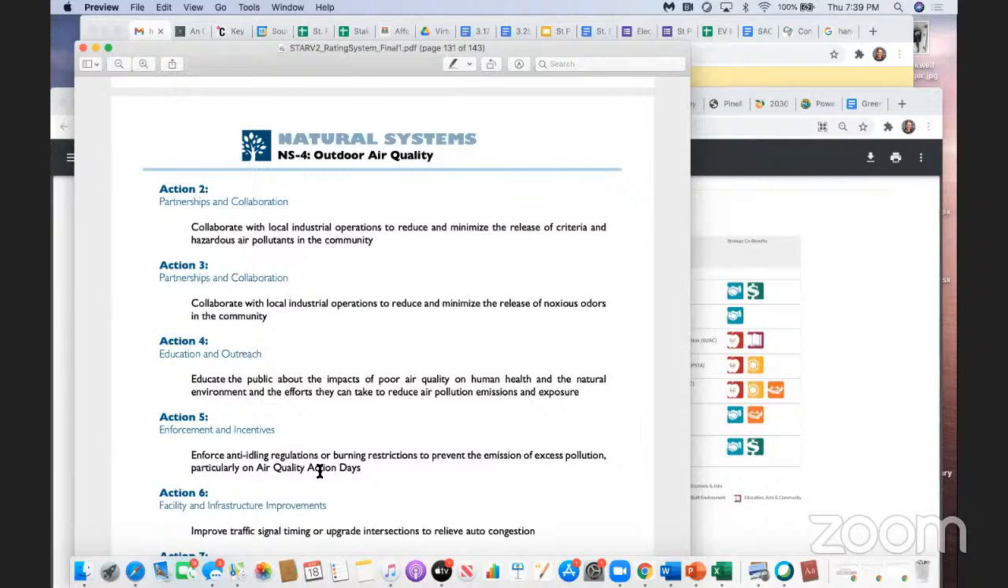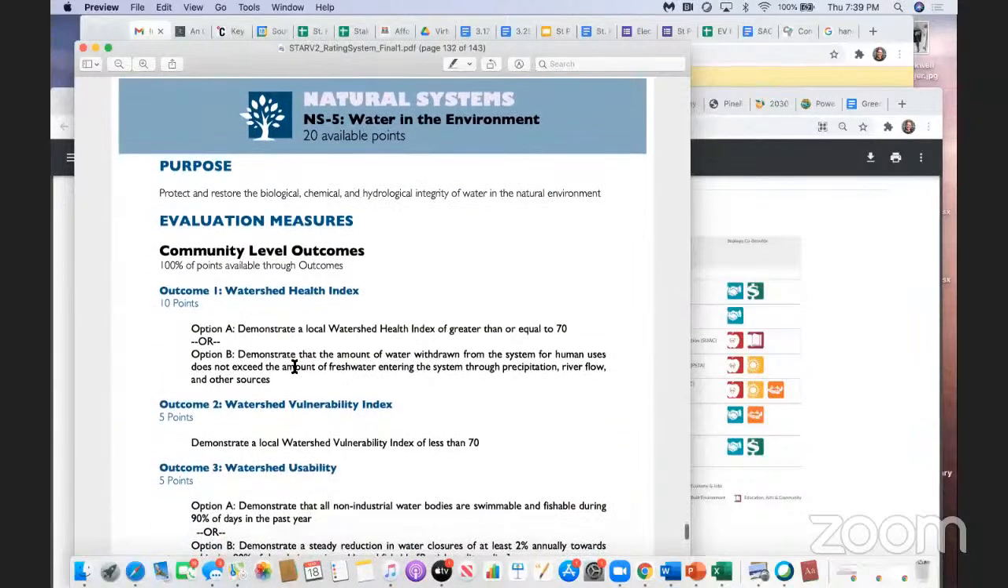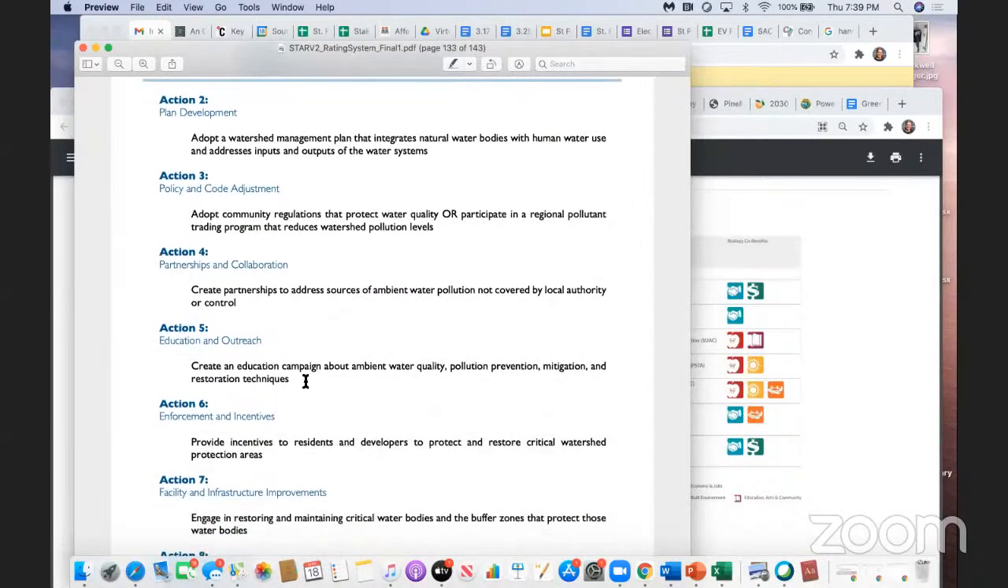Okay, yep. And then moving on to natural systems 5, which is water in the environment. Local action number 5 is create an education campaign about ambient water quality, pollution prevention, mitigation, and restoration techniques. Again, I would think we might be able to combine that with the education piece from natural systems 3. Dora, are you putting all those in a separate grouping of education pieces, combining that? Yep, good idea. That's good. Yep.